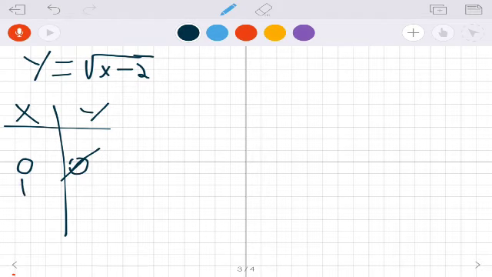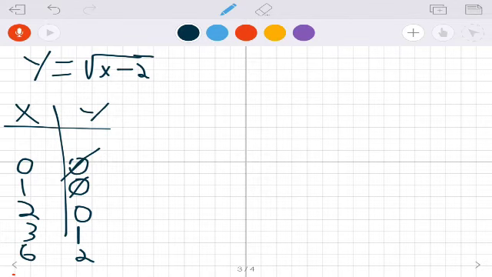What about a 1? Plug in a 1, still a nope. But here, we plug in a 2, and what do we get? 2 minus 2 is 0, square root of 0 is 0. We plug in a 3, 3 minus 2 is 1. So we end up with the square root of 1, which is 1. And then I'm going to jump up a little bit here, all the way up to, if we plug in 6, what's going to happen? 6 minus 2 is 4, square root of 4 is 2.